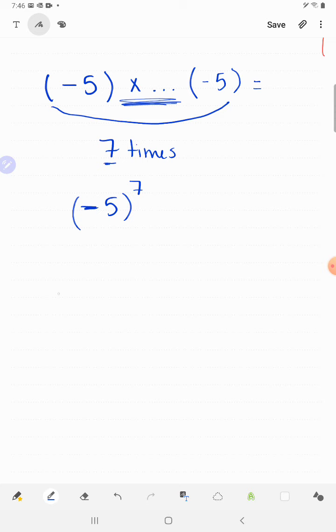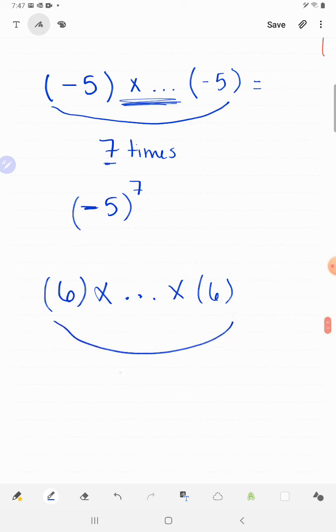So if I was to do another one, if I said 6 times ... times 6, and if I was to say all of this is 37 times, then basically this is saying that my answer is going to be 6 raised to the 37th power.